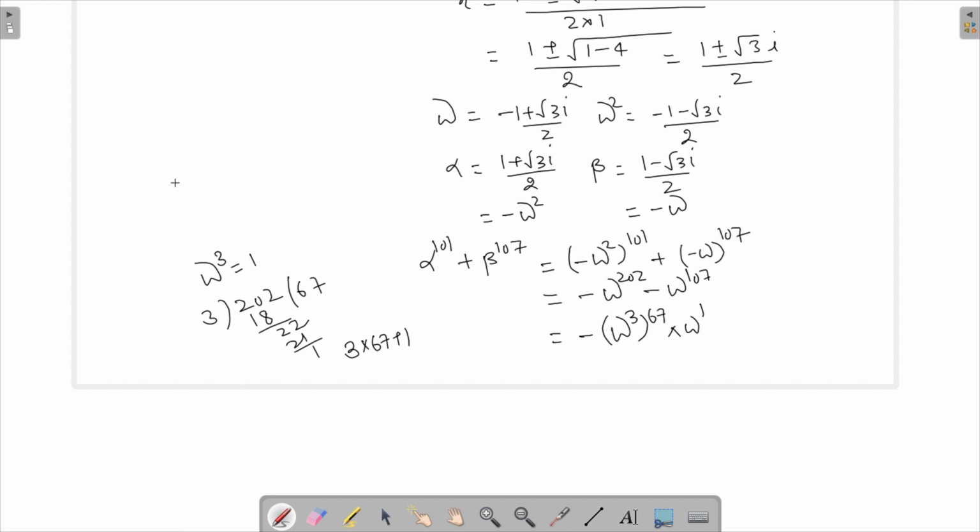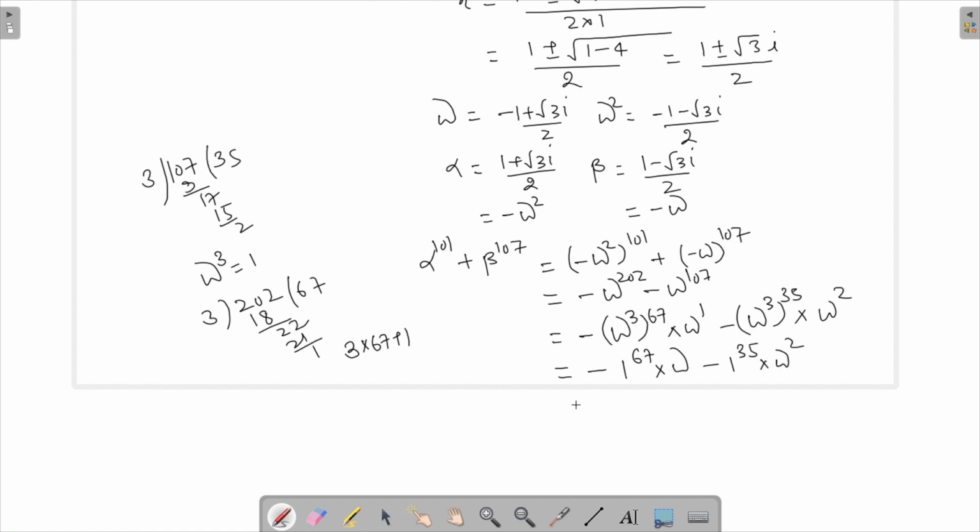And similarly, 107 as well, we will try to reduce this by dividing it by 3. So 3 3s are 9, and 3 5s are 15, and then we will be left with 2. So we can write it as minus omega raised to the power 3 raised to the power 35 into omega to the power 2. Now, omega raised to the power 3 will become 1, so minus 1 raised to the power 67 into omega, and 1 raised to the power 35 into omega square. So this will become 1 and this omega. So this will become minus omega square.